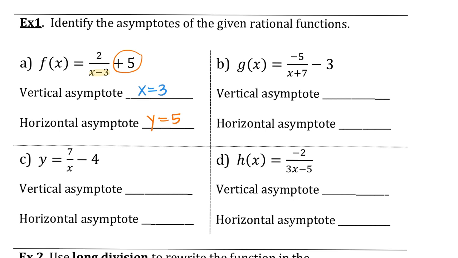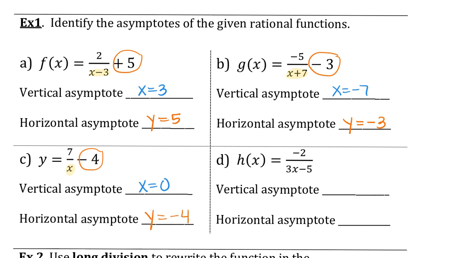Okay, let's look at the next one. In this case, the denominator will become 0 when x equals negative 7. And then because this graph is shifted down 3, there is a horizontal asymptote at y equals negative 3. Let's look at C. y equals 7 over x. To make the denominator 0, that would be at x equals 0. And then because the graph is moved down 4, my horizontal asymptote is at y equals minus 4.